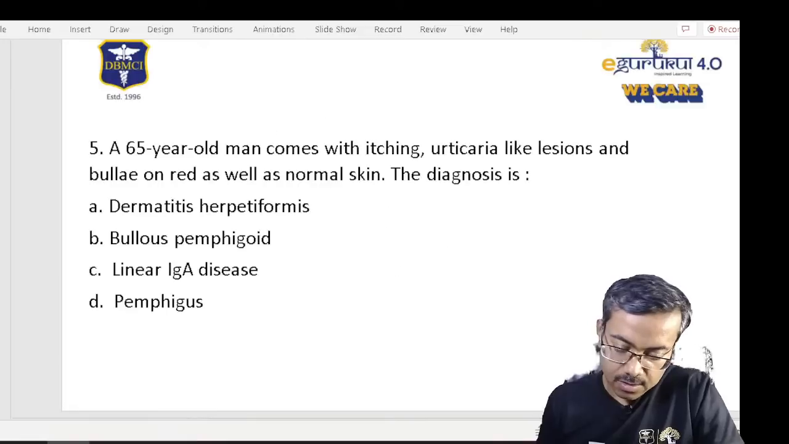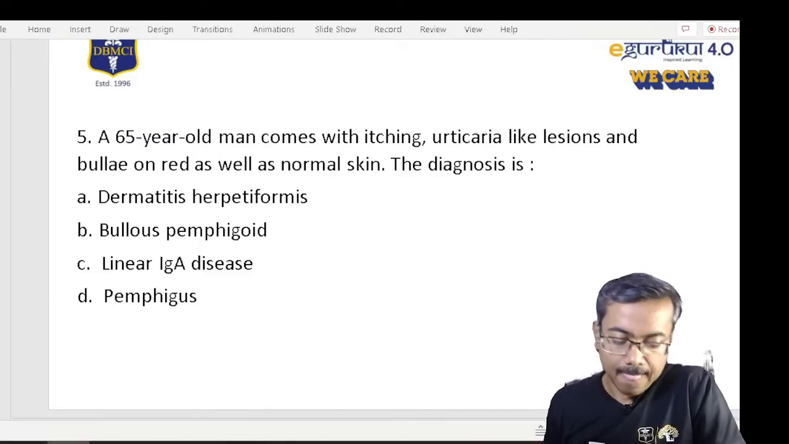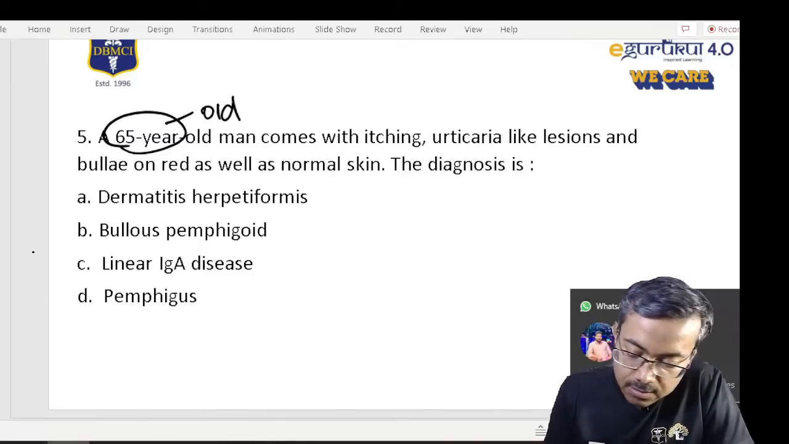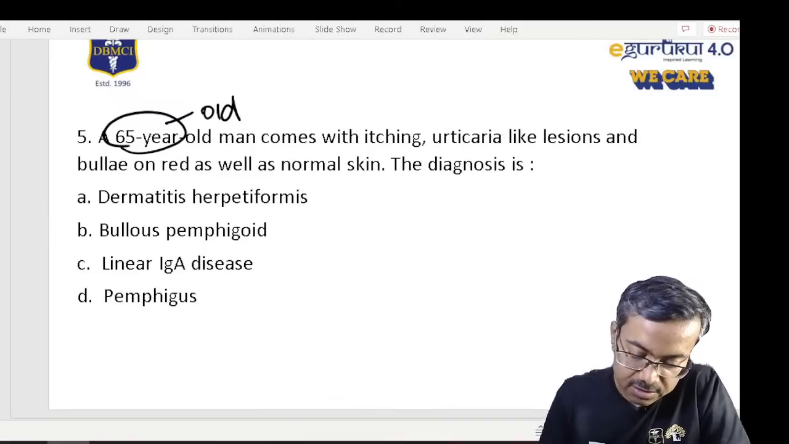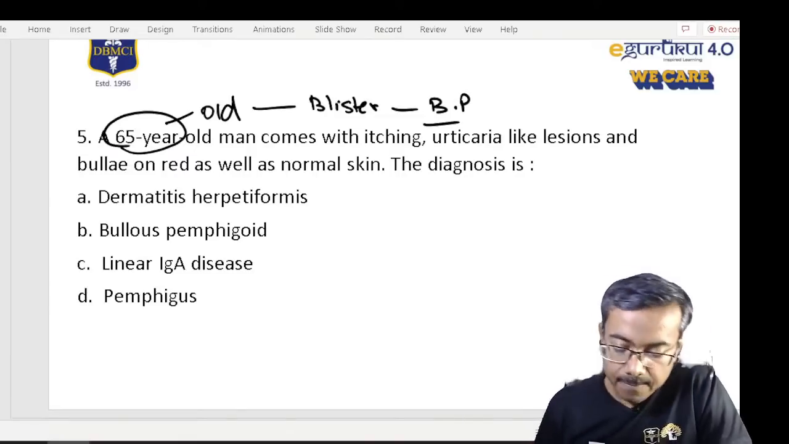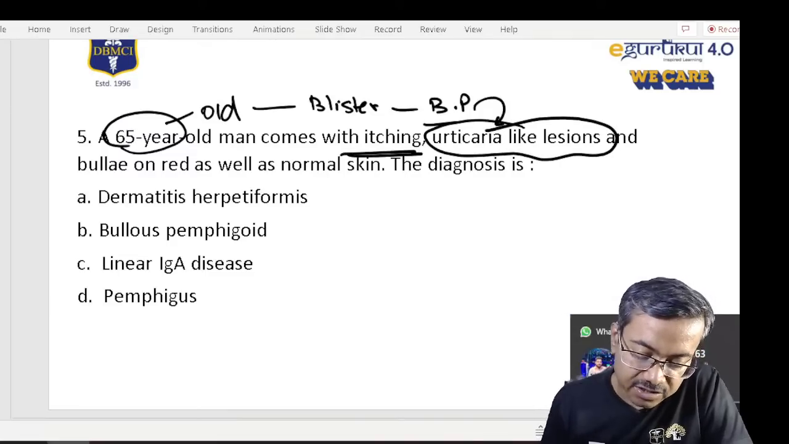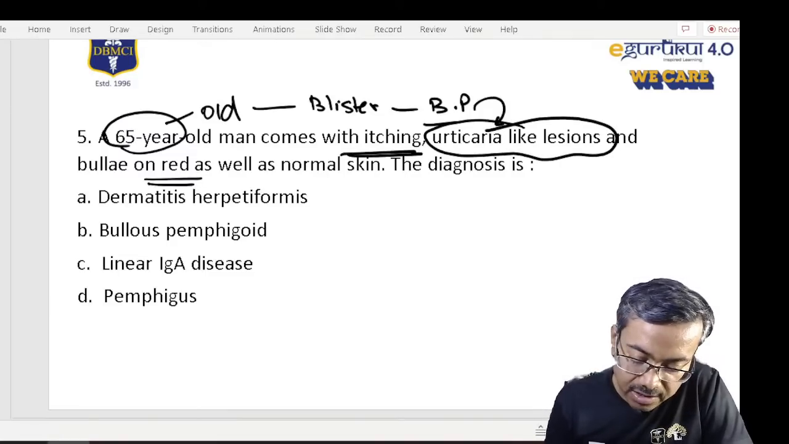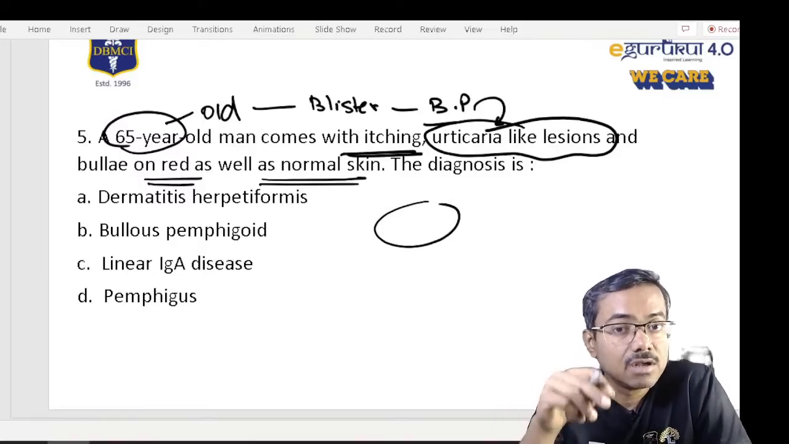Okay. Now, a 65-year-old man comes with itching, urticarial lesions and bullae on red as well as normal skin. The diagnosis is... Now, whenever you have an old person with a blister, don't think too much. It's usually bullous pemphigoid. And usually they always have urticarial-like lesions also, with quite severe itching. And usually it comes on red skin as well as normal skin. So, blisters will come either on a background of redness or normal skin.